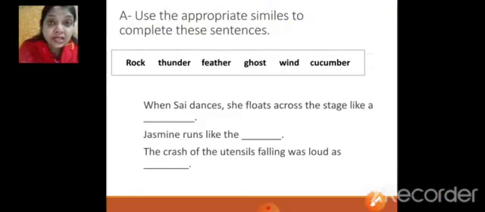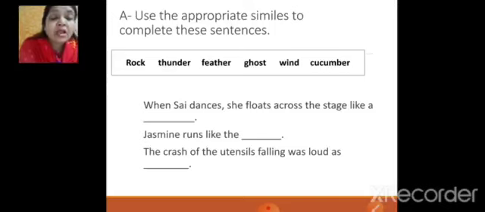The first sentence says, when Sai dances, she floats across the stage like a dash. Now you need to write the answers in your notebook, and we will cross check later with the teacher's answer. Come on, quickly, children, start writing the answers. Next sentence. Jasmine runs like the dash.